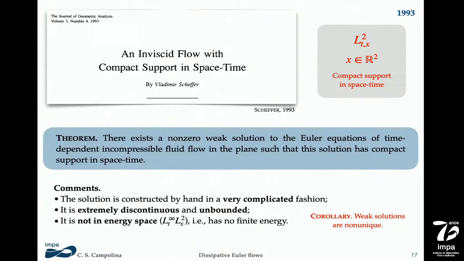Okay. But a nice corollary, and it's a very important message, is that weak solutions are not unique. They are non-unique, because the zero solution is a trivial weak solution, and we have an additional weak solution, which is the one he constructed. So weak solutions for the Euler equations are non-unique.